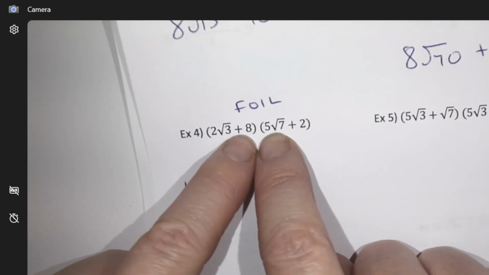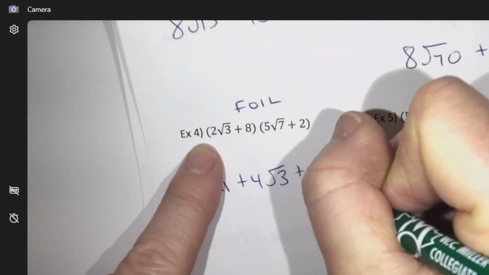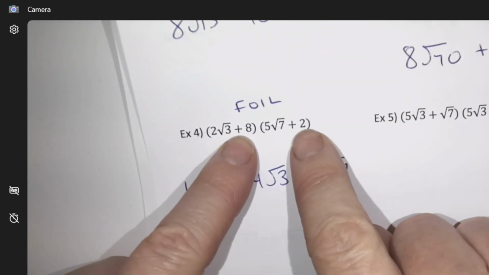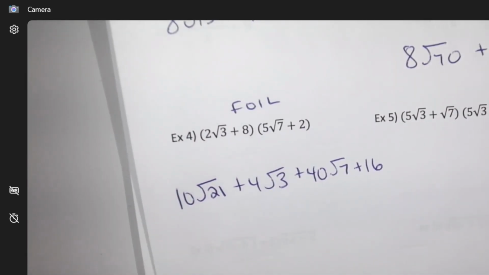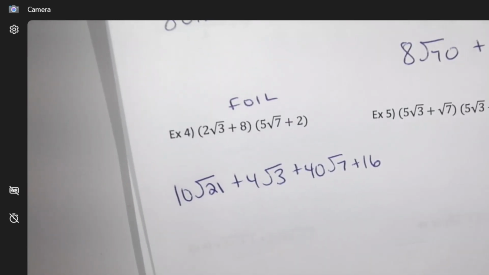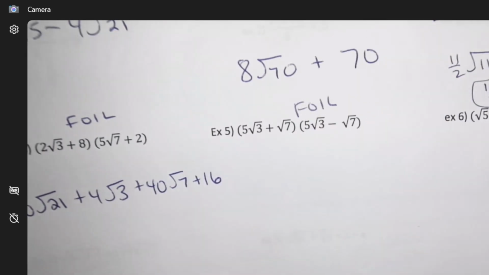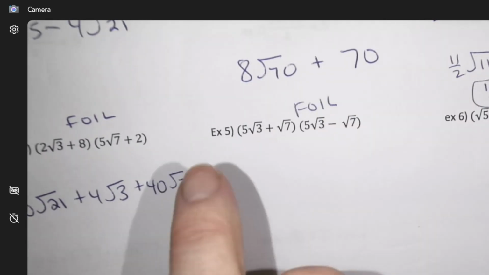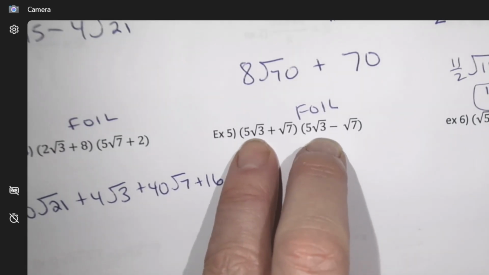Insides. So the 8 and the 5 can be together. So 40 root 7. And then the last is 16. And that's it for that one because root 21, root 3, root 7, can't do anything more. Okay, FOIL. Okay, so I get 25 in the front and a root 9.